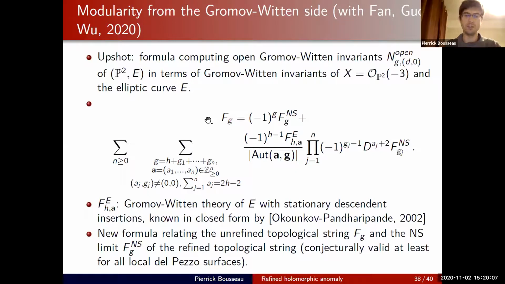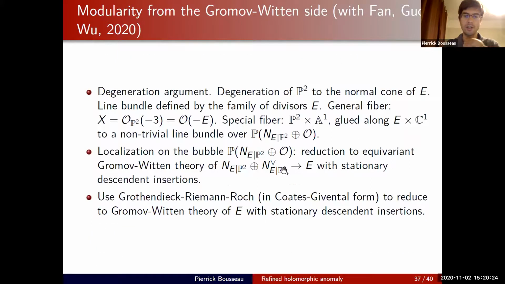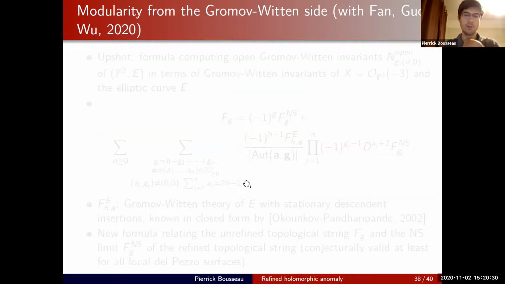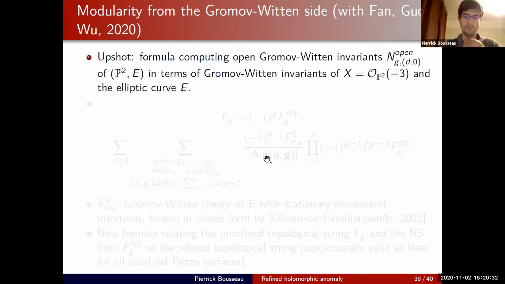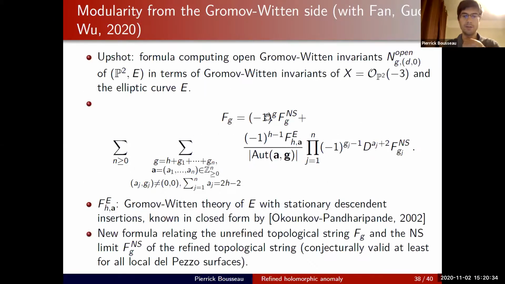And there is a general degeneration. And what is specific to local P2 is that you can compute explicitly the correction terms in almost closed form. So certainly this kind of degeneration argument to relate relative and not relative Gromov-Witten theory is used a lot in many different contexts. And you could use it in a much more general context, but here the point is that you get something where you can compute everything explicitly.